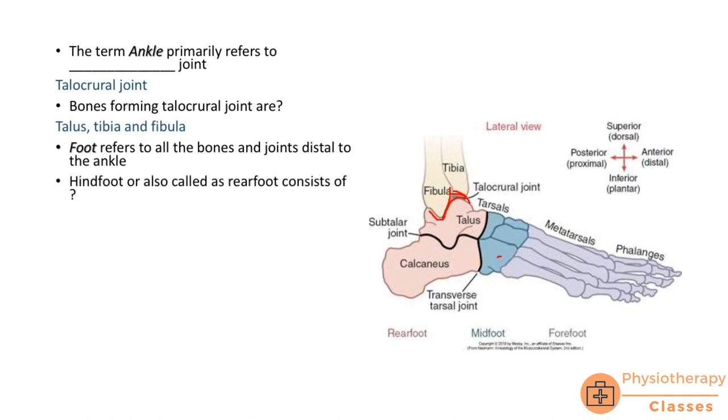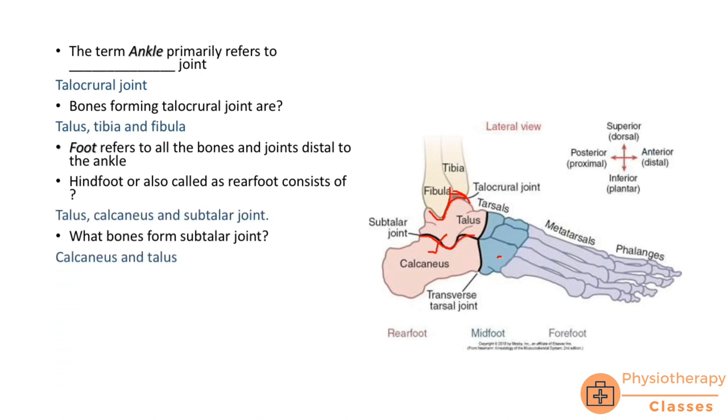The hind foot, also called the rear foot, consists of the talus and the calcaneum bone. As you can see here, the talus and the calcaneum bone. This hind foot also consists of the subtalar joint, that is the joint formed between the talus and the calcaneum bone. So if somebody asks you about the subtalar joint, you have to remember that the joint is formed by the talus and the calcaneum. If somebody asks you about the ankle joint, then it is the talocrural joint between the talus, tibia and fibula.